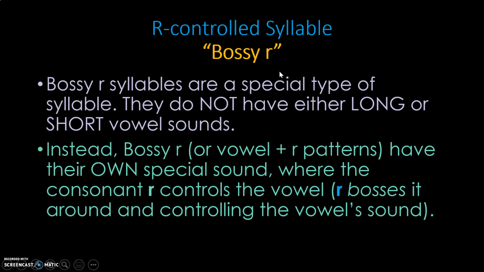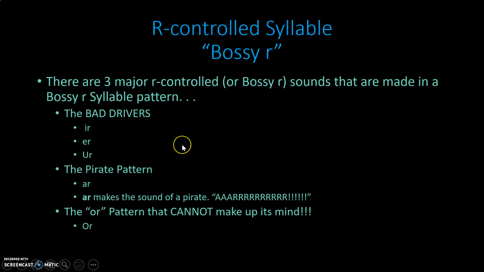In our last video, we discussed the R-controlled or bossy R syllable, where the consonant R controls the sound of the vowel: A, E, I, O, U, followed by R, or L. Bossy R syllables, remember, have their own special vowel sound. They're neither long nor short. Instead, the R controls what they say.